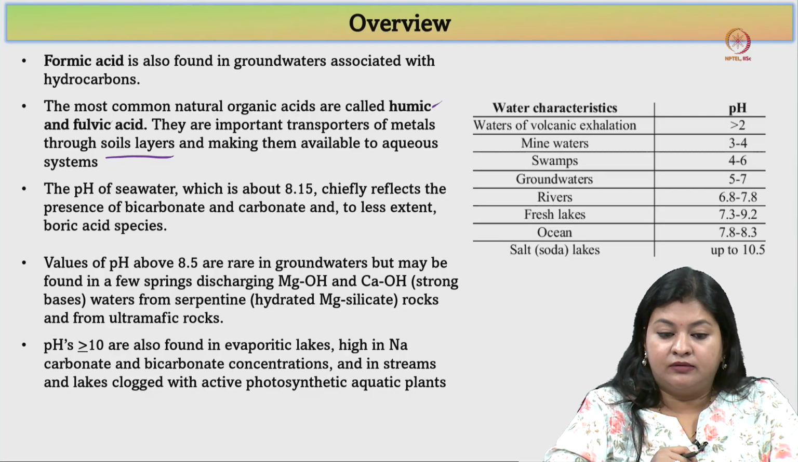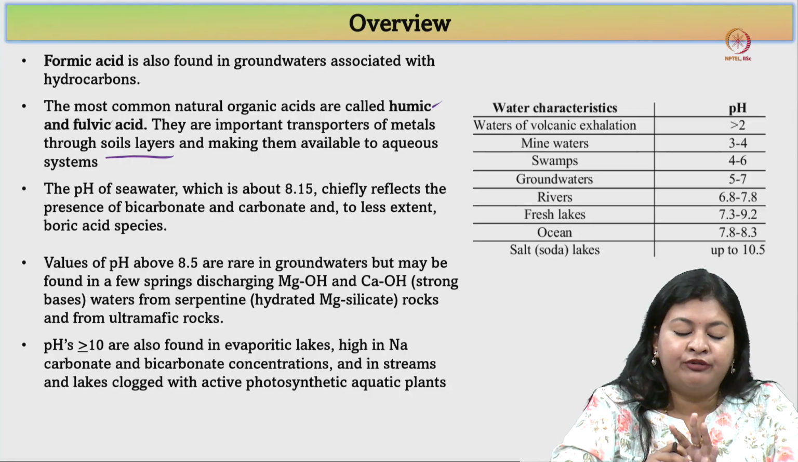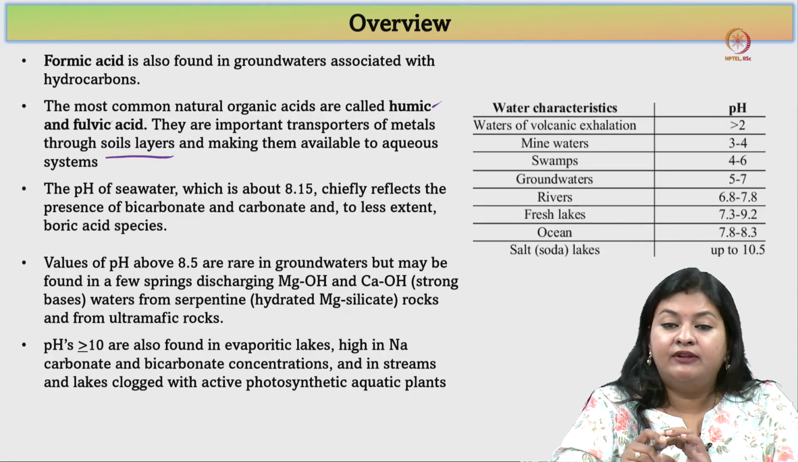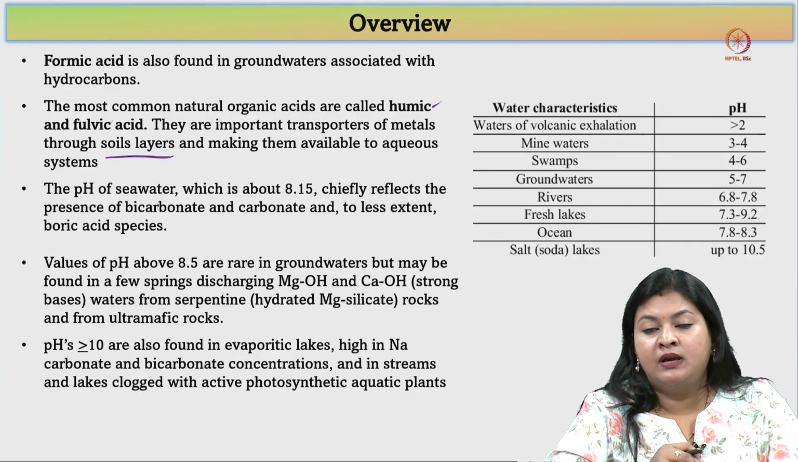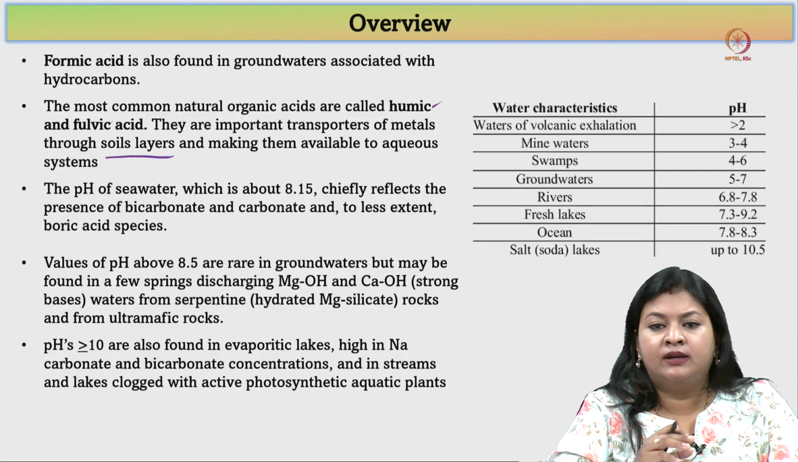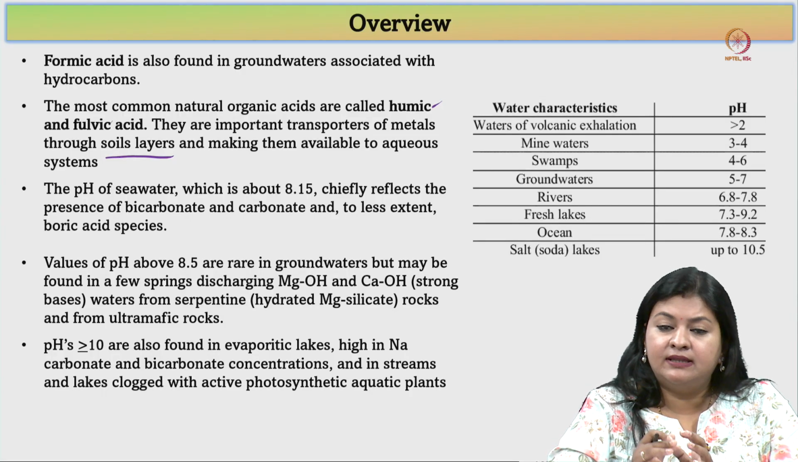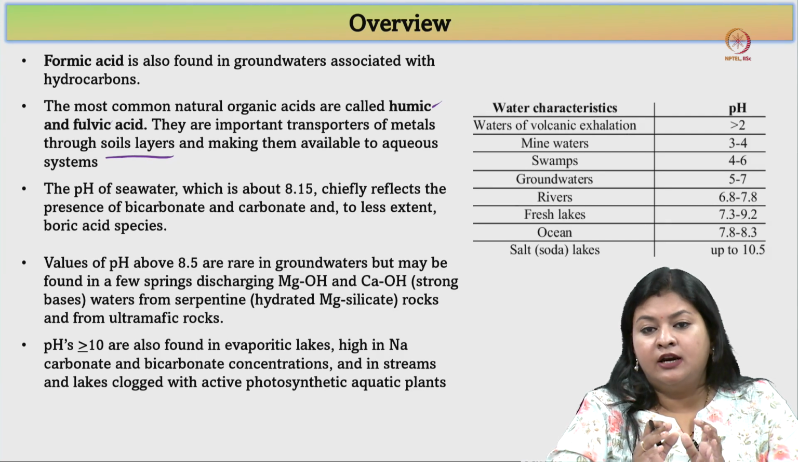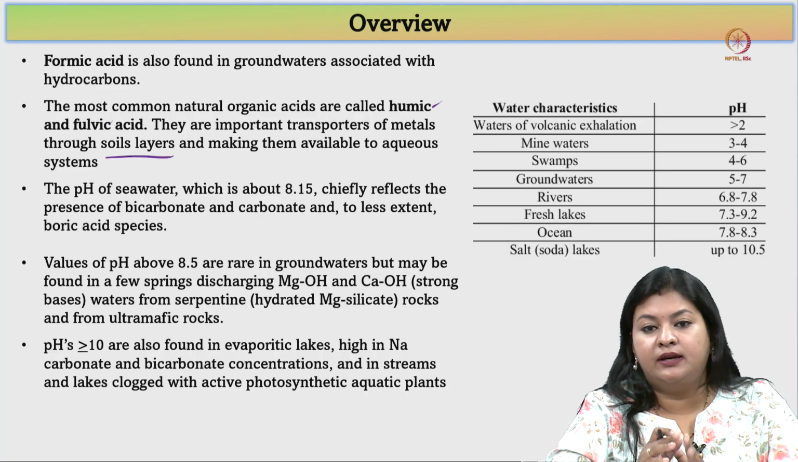pH of sea water, which is now varying from 8.11 to 8.15 at places, reflects the presence of bicarbonate and carbonate ion, and to a small extent some other species like boric acid. So, the pH of sea water is basically controlled by the carbon dioxide dissolution and formation of bicarbonate and carbonate ions.